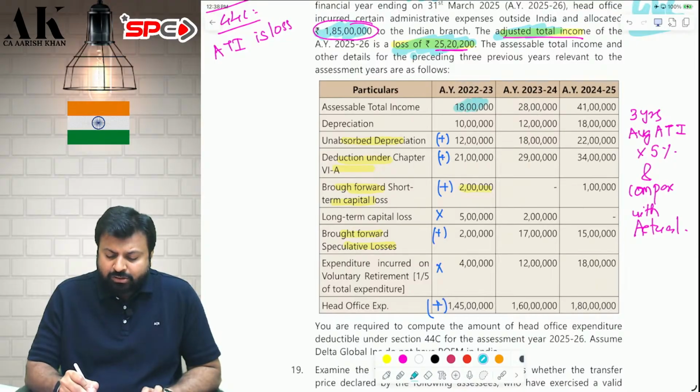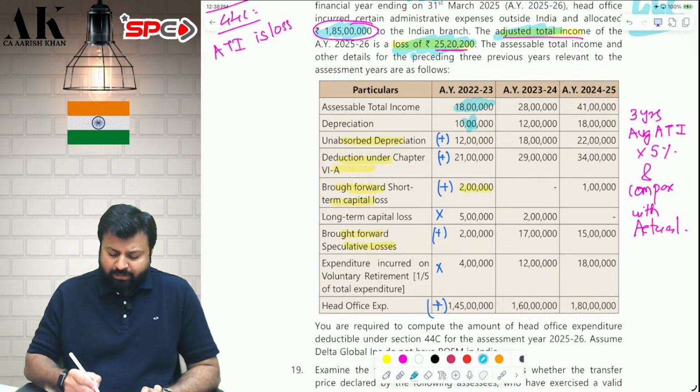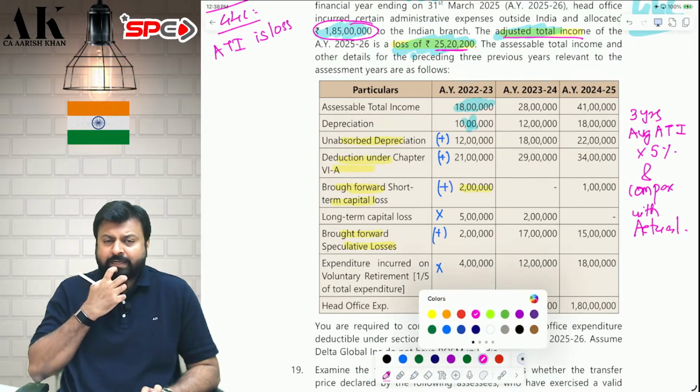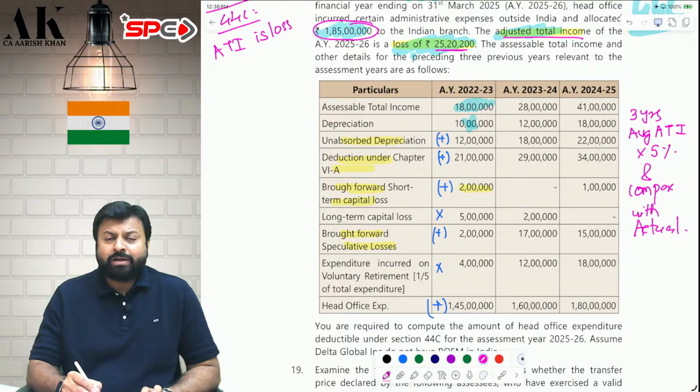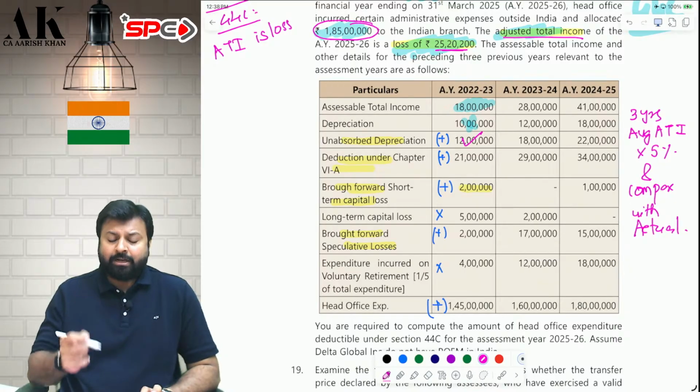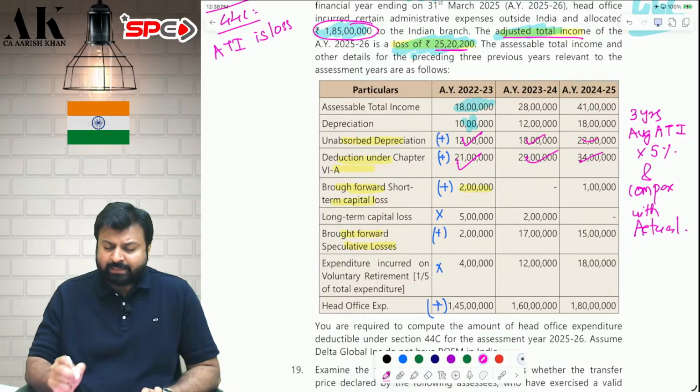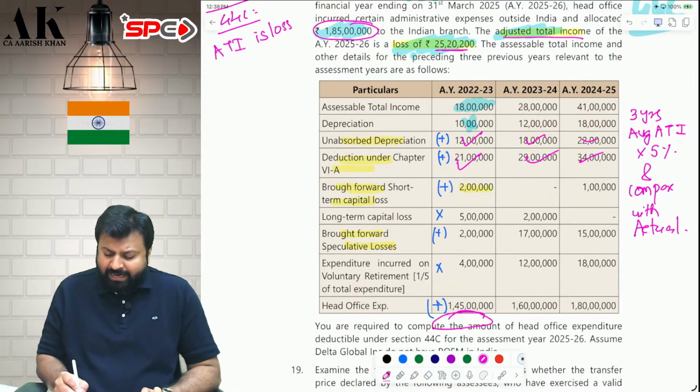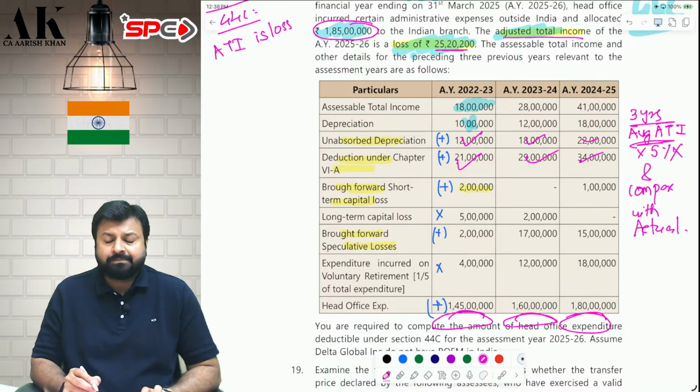They have already given us total income, which is after all the items. Should I add depreciation? Do not add depreciation. We do not add depreciation to adjusted total income. Should I add unabsorbed depreciation? Yes. UAD is added back. Should I add chapter 6? Yes. Chapter 6 is also added. You have to do this for all 3 years, and find out three adjusted total incomes. Then take the average of all 3 of them, and then take 5%.